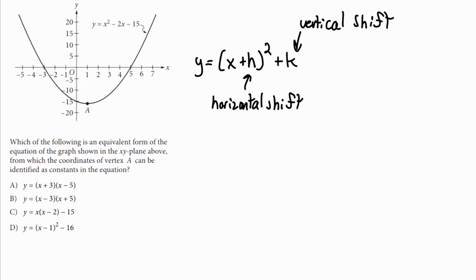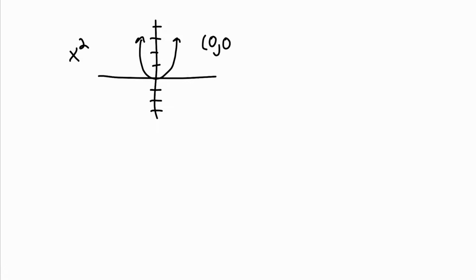Let's look at some example questions. Let's say we have x squared, and that is our quadratic. That will look roughly like a quadratic right at the origin. We know we're going to have 0, 0 as our vertex. So if we were to write this in vertex form, we would write y is equal to (x plus 0) squared plus 0, because our x position is not shifted and our vertical position is not shifted.